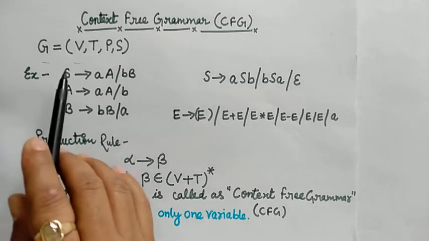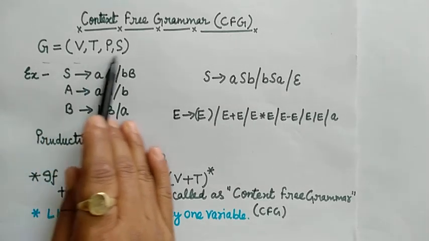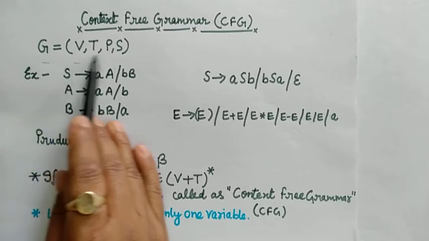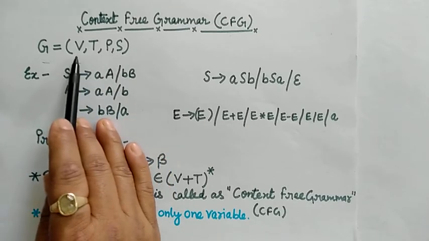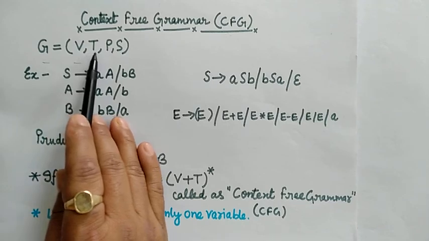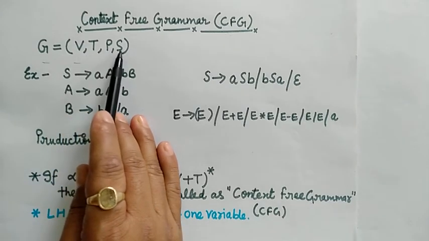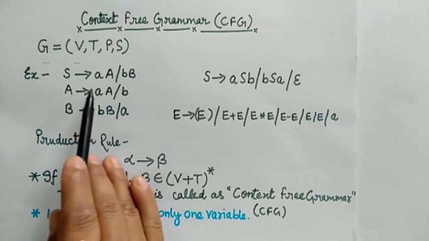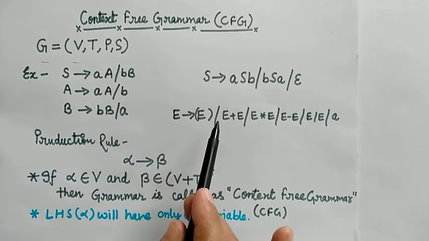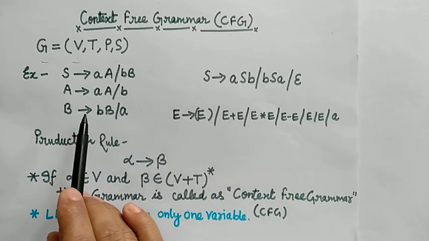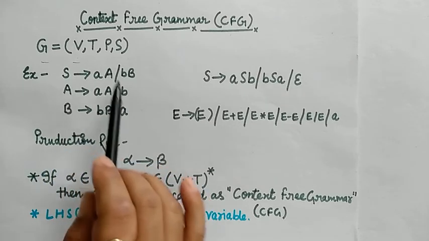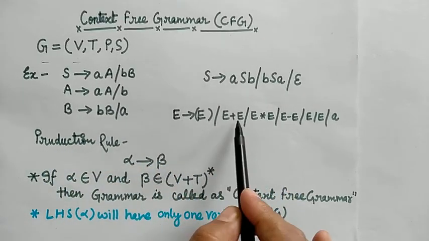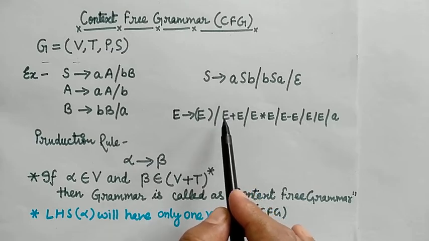Hello students, so as we all know, a grammar is defined with these four tuples: the set of variables, the set of terminals, the set of production rules and the start variable. And here are some examples of grammars, and you can see that I am defining all these grammars in terms of production rules.